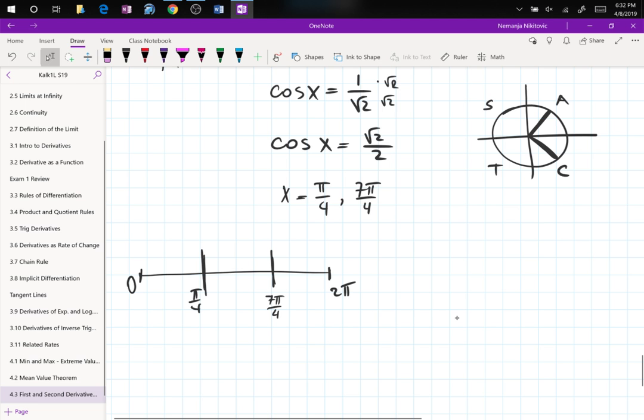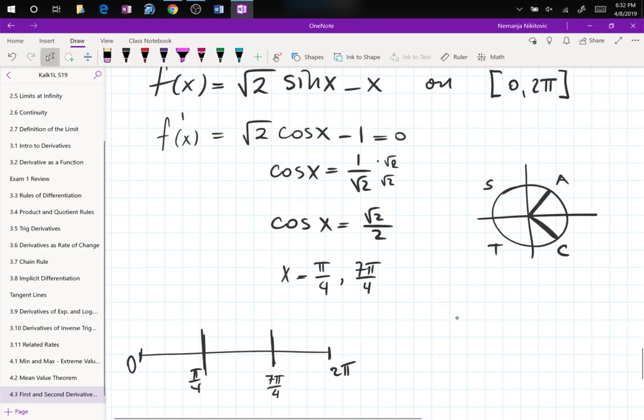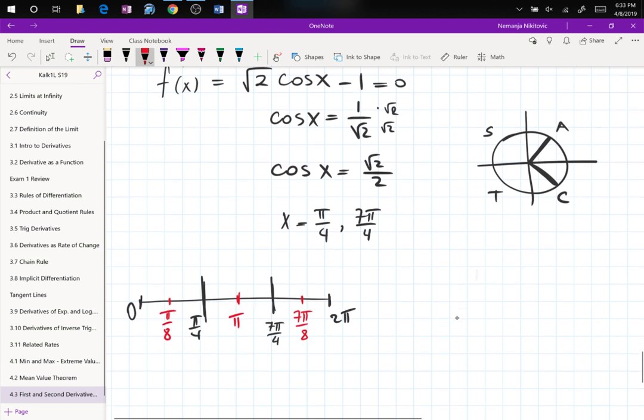Now, what are the cool test points? Well, we can't really compute pi over 8 or something. Well, we can have a pi over here, that's great, as a test point. Picking 7 pi over 8 and pi over 8. Not that great, right? But such is life. Let's see what we can compute.